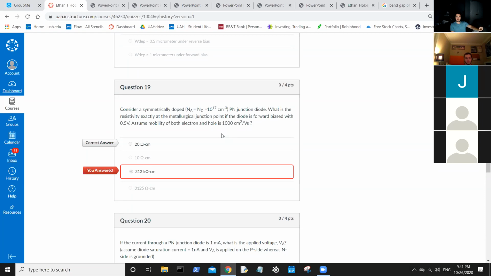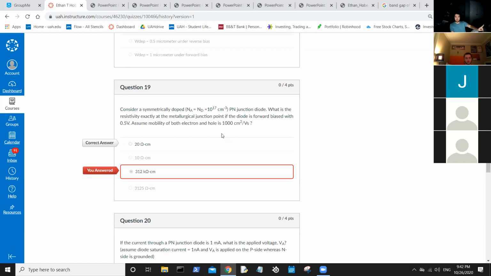Assume the mobility of both electrons and holes is 1000 centimeters squared per volt second. As you can see, I picked a big number, and here's the kicker. I picked the wrong big number. Even if this was reverse biased, I'm pretty sure it's still the wrong big number. It should have been in the mega ohm range and not that range. So either way, across the board, I'm just wrong on this question.